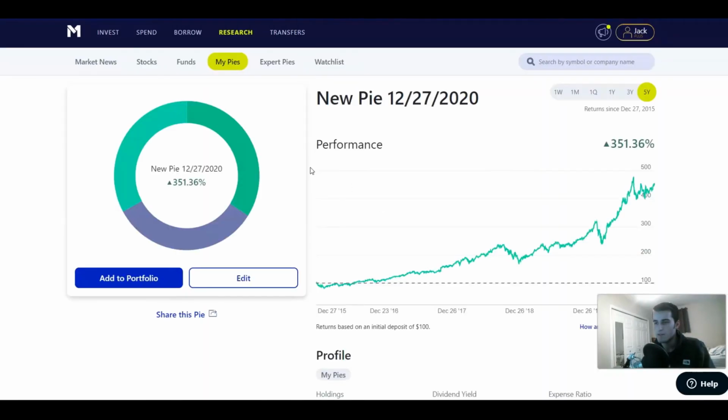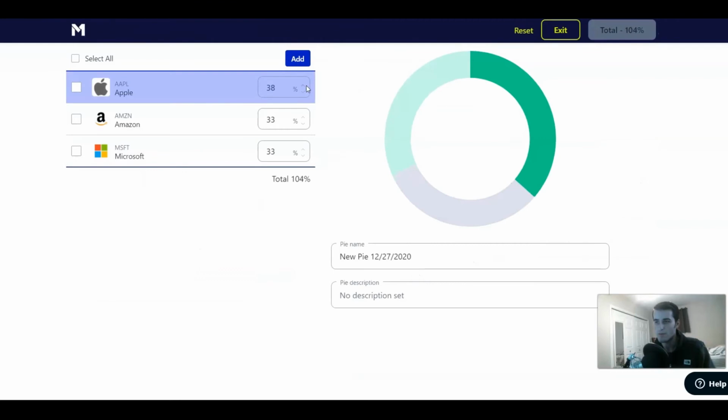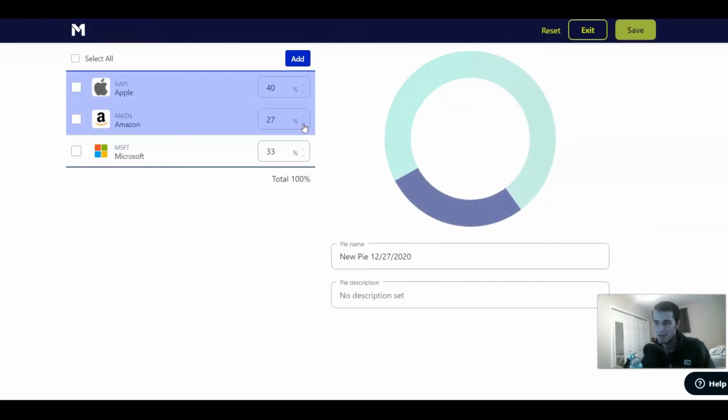And then it's going to put this into a pie, and you can see this is the new pie created. It automatically sets them to even, but if you want to change the allocation, for example, let's say I want more Apple and, I don't know, less Amazon or something. Whatever you want to do, you can do anything in here. You can add as many stocks. You can add ETFs in here as well. It doesn't have to be just individual stocks. But let's say this is good for me.